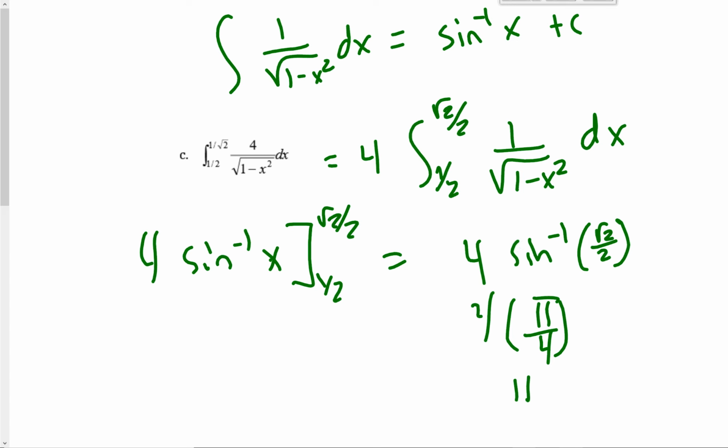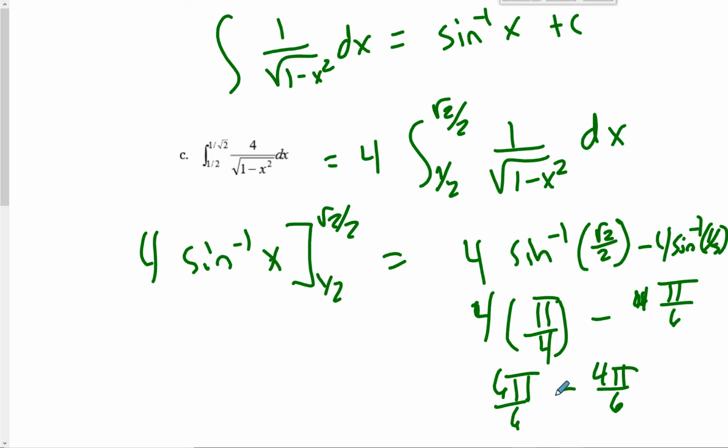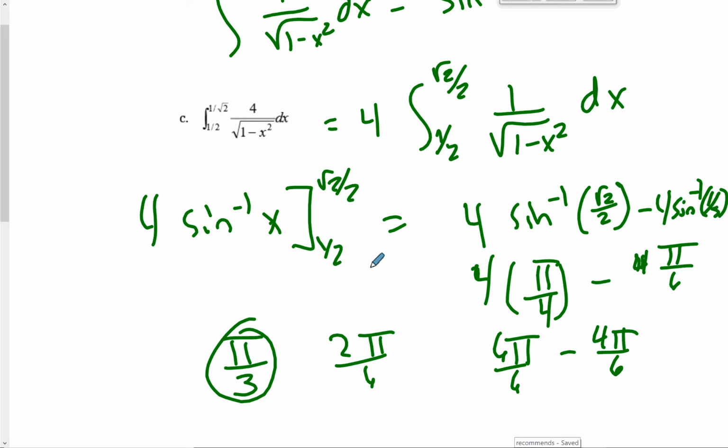Times this 4 is just going to be pi. Minus 4 times sine inverse of 1/2. So what gives us 1/2? Well, that's pi sixth. Times 4 is 4 pi over 6. We're going to subtract that. So pi is 6 pi over 6, so that'd be 2 pi over 6, which is pi thirds. Let's go ahead and check that. Perfect.